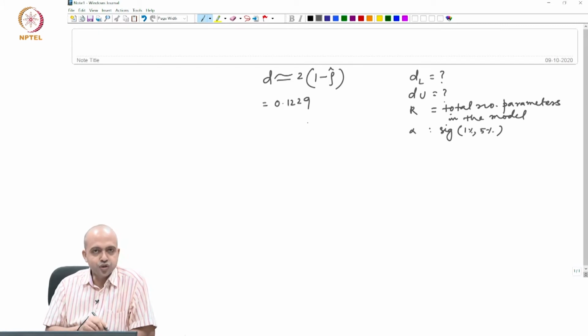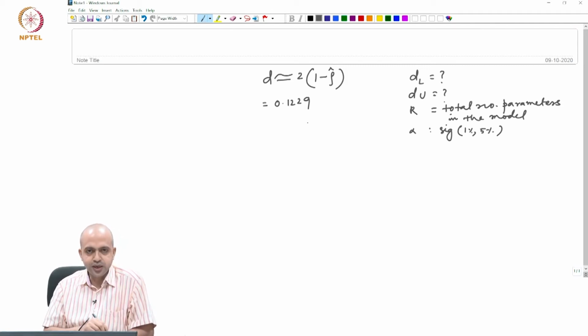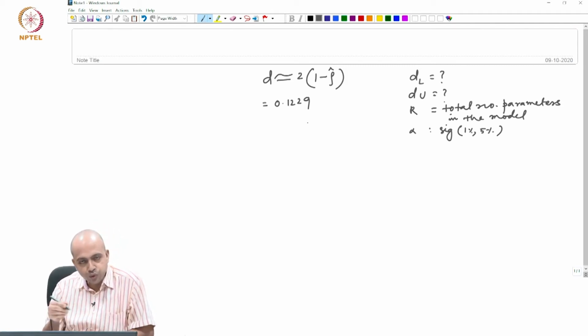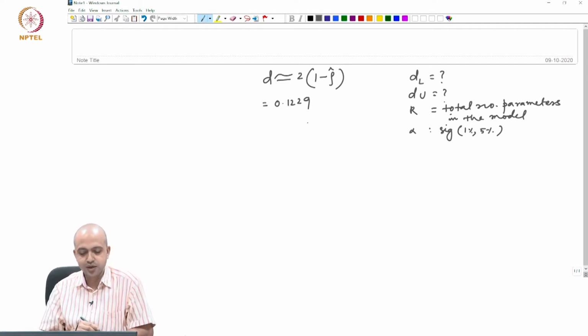So, let us say this calculated D equals something around 0.1229. As we said, when the calculated Durbin-Watson test statistic value is within the neighborhood of 2, then there is no autocorrelation. But as D approaches towards 0, the evidence of autocorrelation gets more and more.